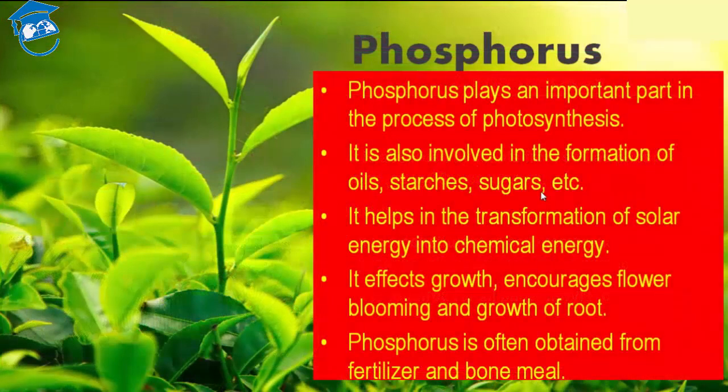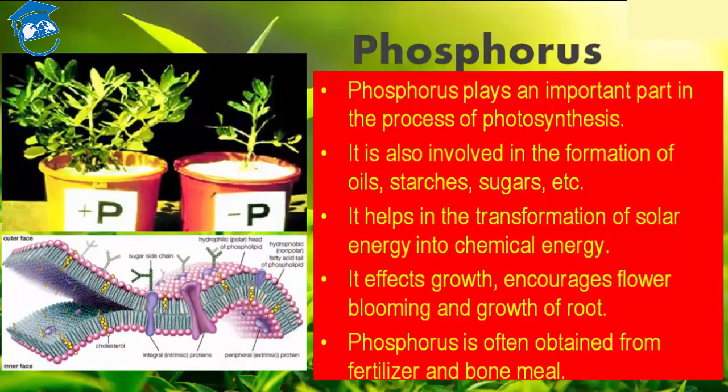So what is the significance of phosphorus? As I told you, phosphorus is an essential element for cell division, students, and growth. It is required for photosynthesis, sugar and starch production, energy transfer, movement of carbohydrate within plants, and reproduction.